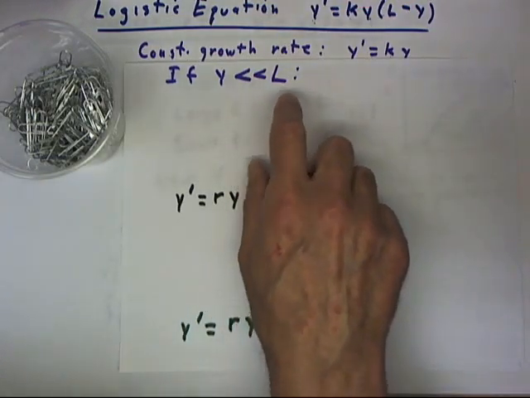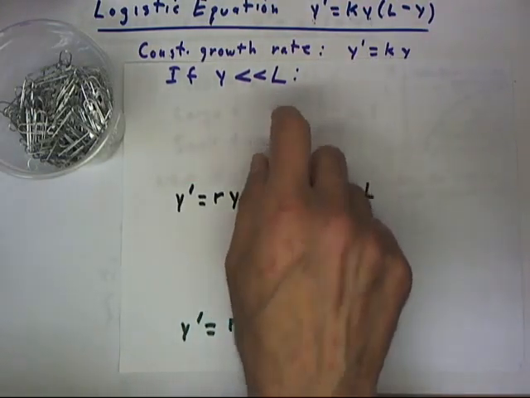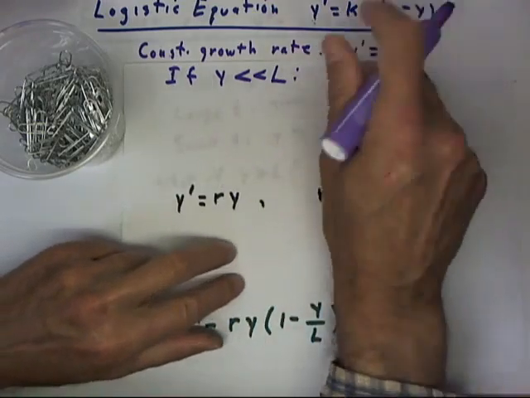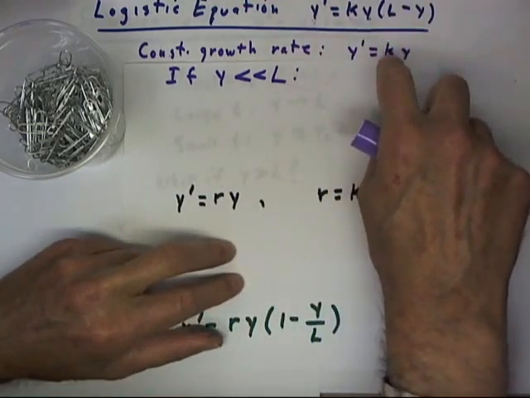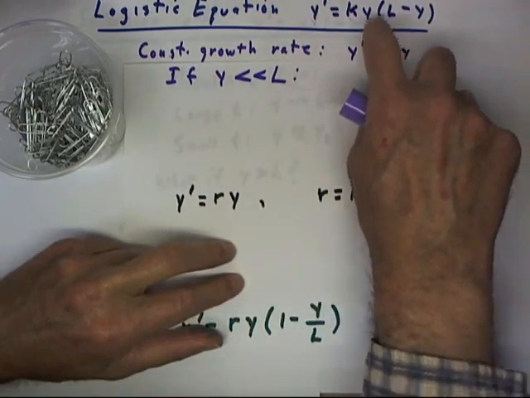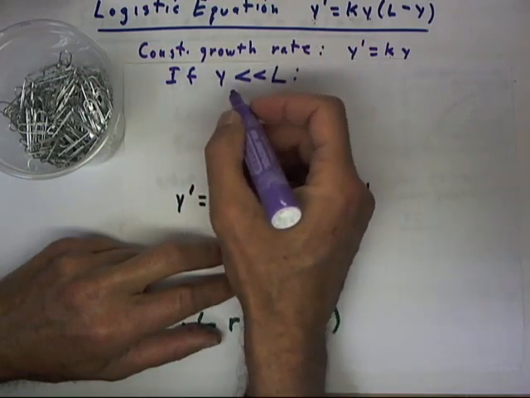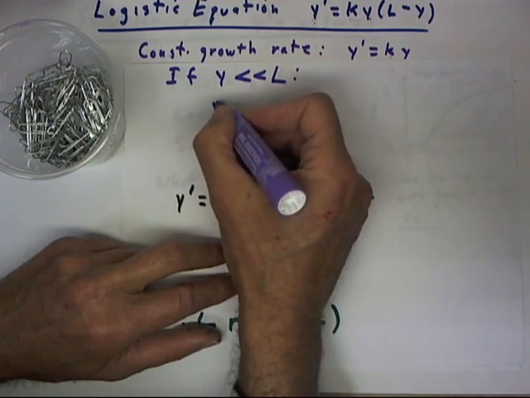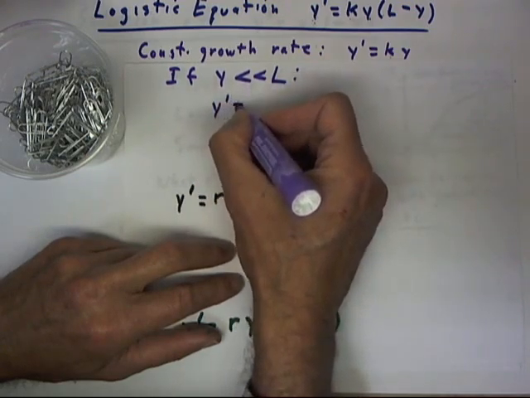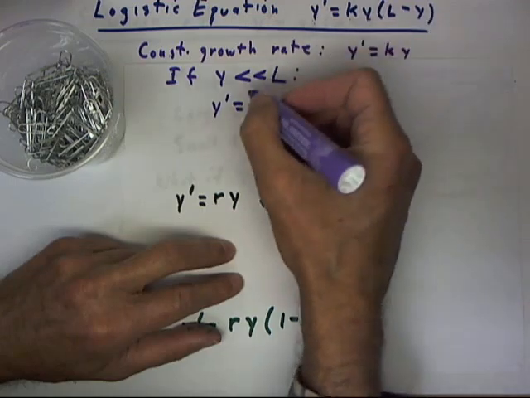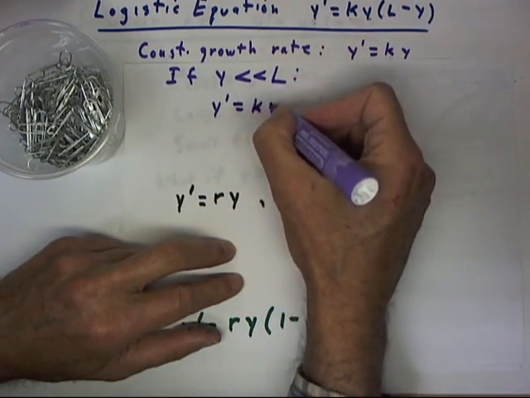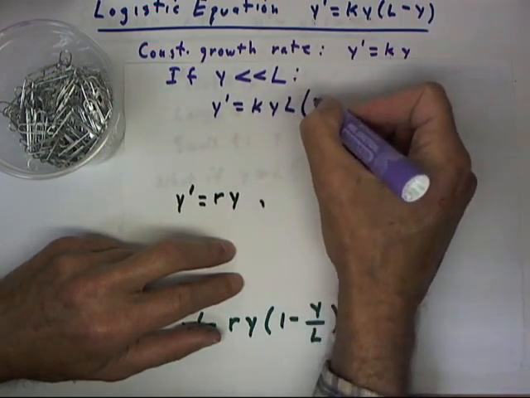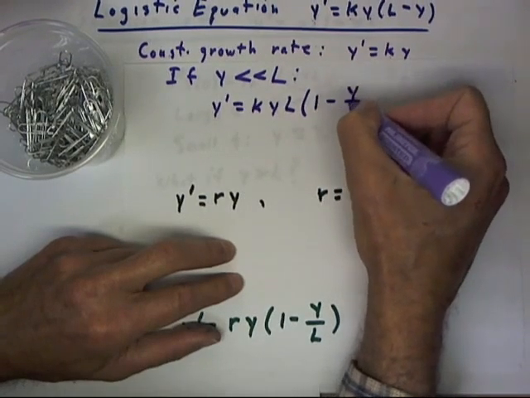Now if y is much less than L, then our logistic equation, remember we're trying to relate this form to this equation, and our k is going to have different characteristics for these two functions. But if y is much less than L, then we can write y prime equals ky times (L minus y) as kyL times (1 minus y over L).